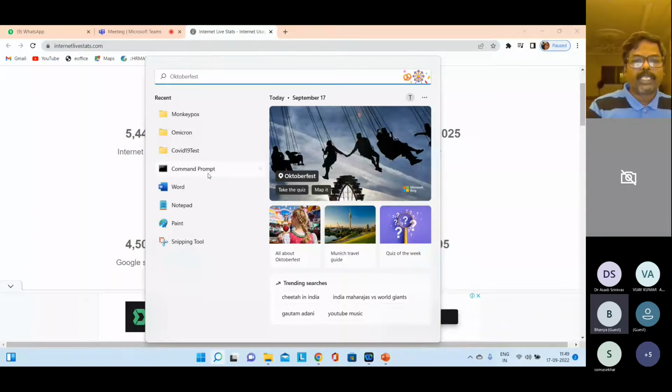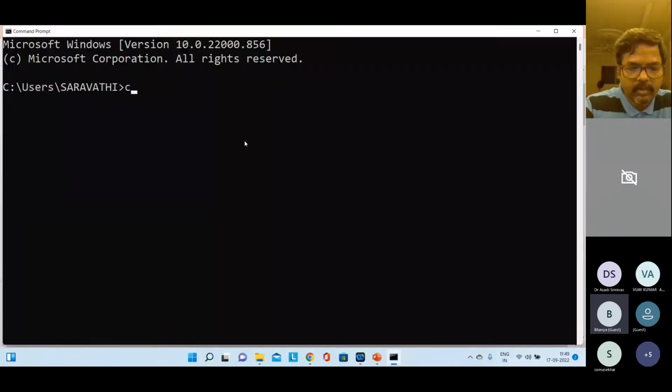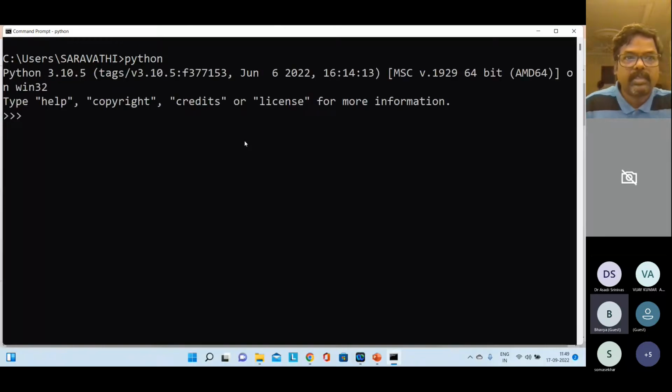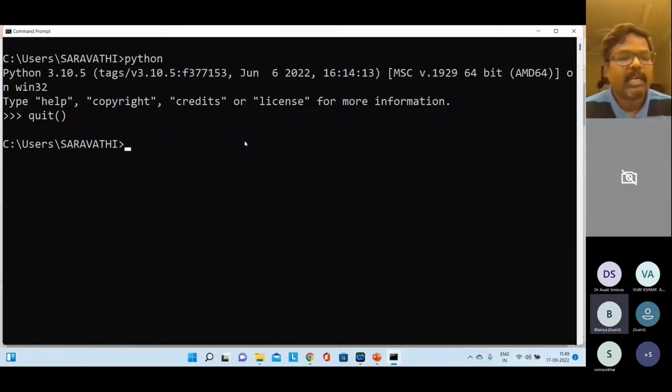See here, I'm opening a command prompt. If you want to see the Python version I'm using, type python. It is 3.10.5. You can download Python software from the internet and install it very simply. Once installed, it automatically sets the path, and you can check the Python version.